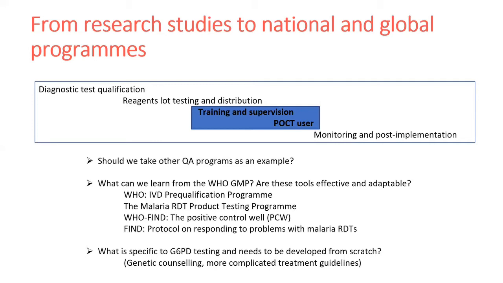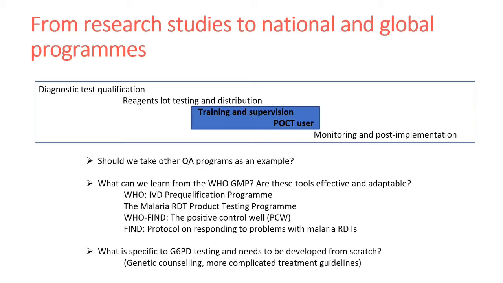So I don't really know much about this because I've worked mainly in the lab. I think that maybe we can take other QA programs as an example when we want to build our G6PD testing QA program. And obviously the first idea is about the global malaria program. Can we use some of the tools that have been set up for this? And I don't know, maybe some among us can answer this. Are these tools really used? Are they effective and adaptable, like the pre-qualification program, the testing program, the positive control well that was developed by WHO and FIND, the protocol on responding to problems with malaria RDT? So it would be really nice if we could discuss more about that.